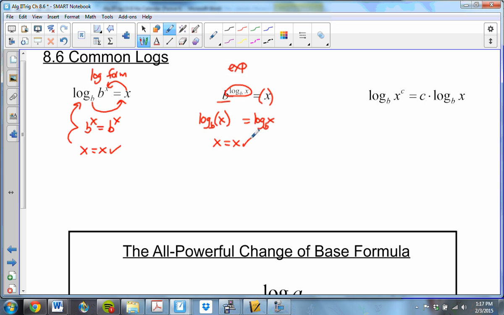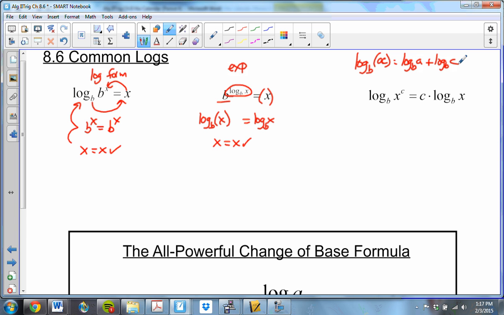The third one is a little bit tougher to explain. We've talked about this property here. It says that log base b of a times c is the same as log base b of a plus log base b of c. Well, it gets confusing, so I'm going to use a c in a different spot here.